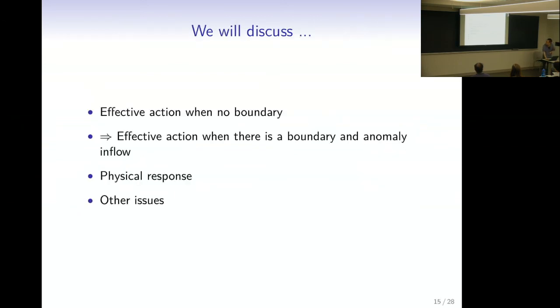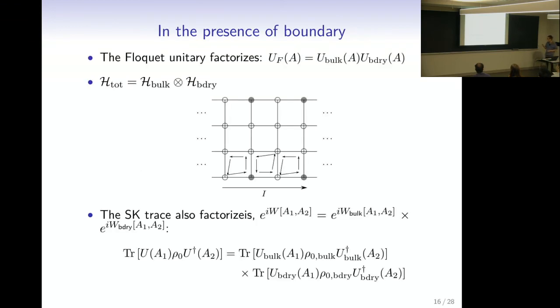Okay. So a few more things. Now let's make a boundary to the system. If I make a boundary to this model, basically the Floquet unitary factorizes into a bulk part and a boundary part. And the Hilbert space also factorizes into bulk and boundary parts. So the bulk part basically means that these particles sitting in the bulk Hilbert space perform the same chiral motion as before. Whereas those in the boundary Hilbert space cannot perform the bulk chiral motion, and they have to propagate along the edge. But then the Schwinger-Keldysh action also factorizes into bulk and boundary parts. So I can discuss the Schwinger-Keldysh action for bulk and boundary parts separately.